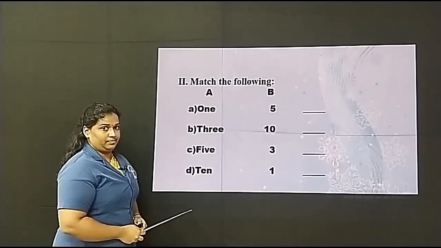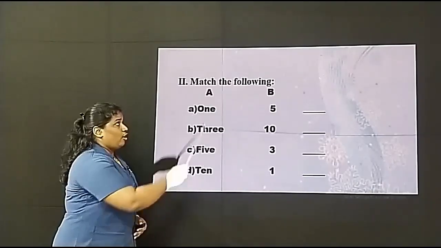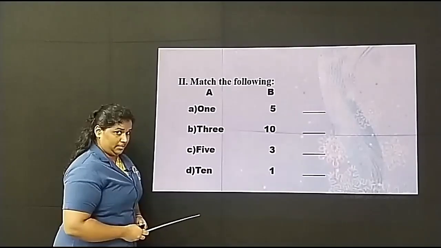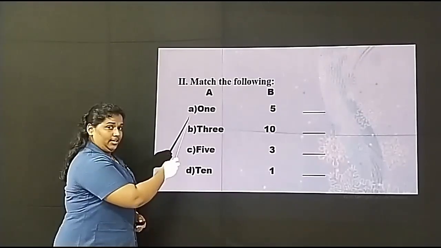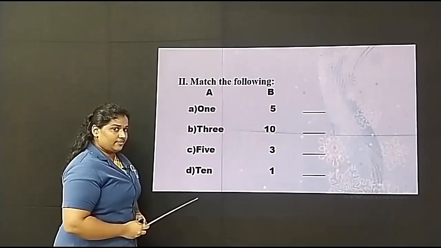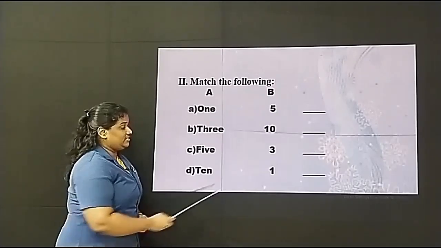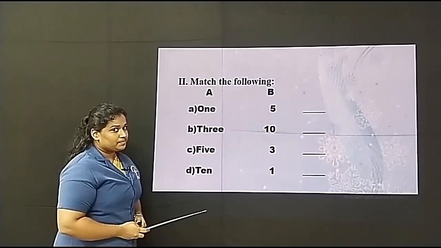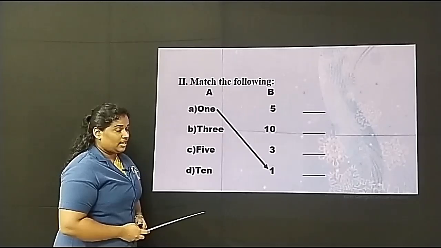Match the following. Here you have to match these number names of column A with that of numbers in column B. So let's start. The first question, A, O, N, E. Which is the correct answer for question A? Yes, the answer is 1. How you used to match them? Yes, by drawing an arrow, isn't it?